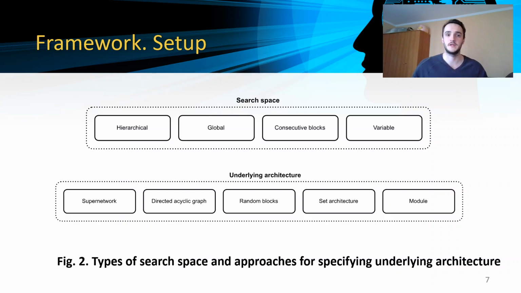So, in the setup stage, we define the search space, here it is, and underlying architecture. The main metrics used in this stage are the amount of training data, memory requirement, search space design, and requirements. On the slide, you can see the typical examples both of search space and underlying architecture.